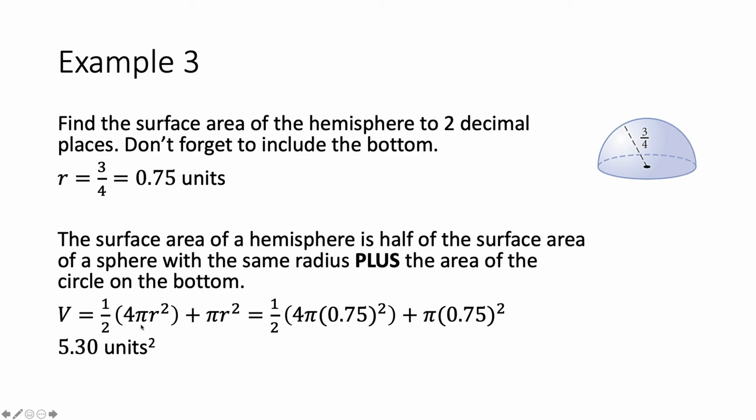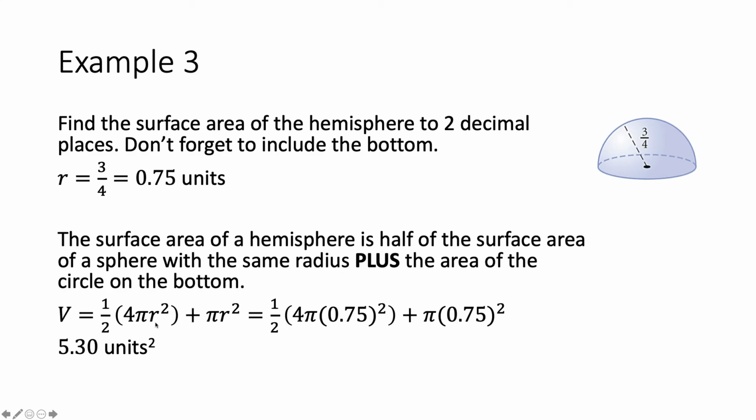So here's the surface area of a sphere, 4 times pi times r squared. We're cutting that in half because we only have half of that. But then we add on the area of the circle on the bottom, pi r squared.